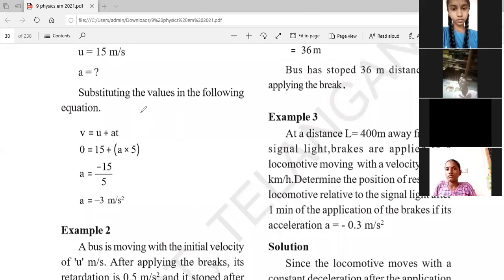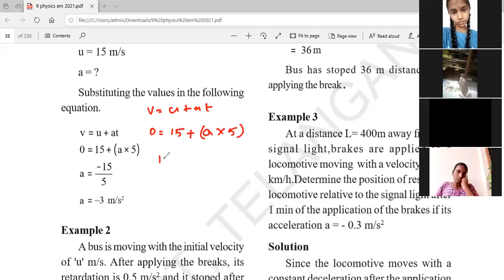So here v value is 0. v equals u plus at. So v equals 0, u equals 15, and a we don't know. The time is given as 5. So we can also write 15 plus a into 5 equals 0. So here a equals minus 15 by 5.